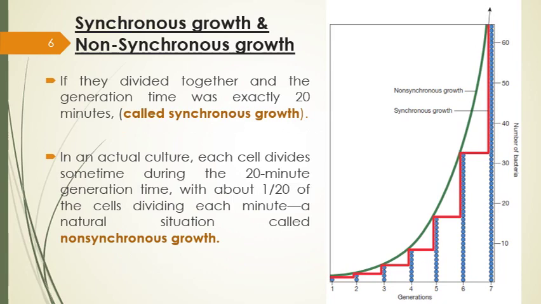Some individual cells take slightly longer than others to go from the lag phase to the log phase, and they do not all divide precisely together. If they divided together and the generation time was exactly 20 minutes, the number of cells in a culture would increase in a stair-step pattern, exactly doubling every 20 minutes, in a hypothetical situation which is called synchronous growth.